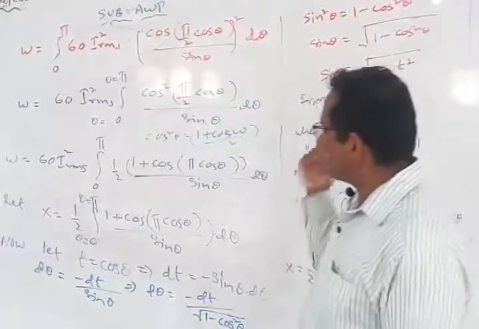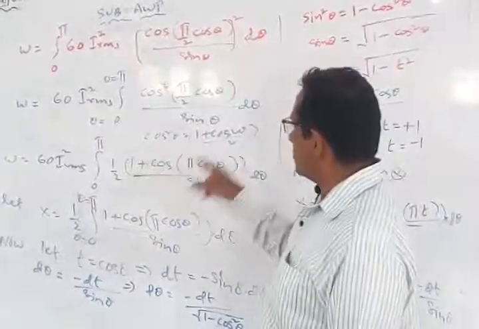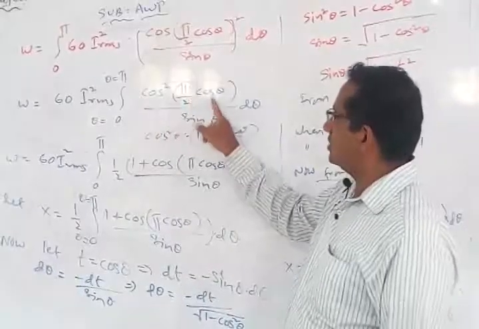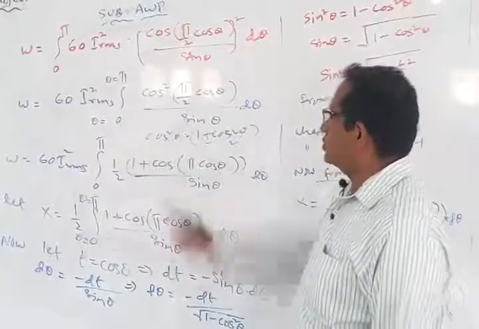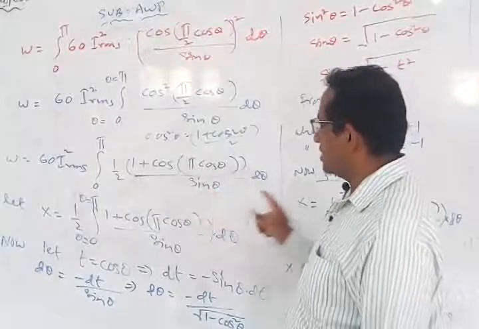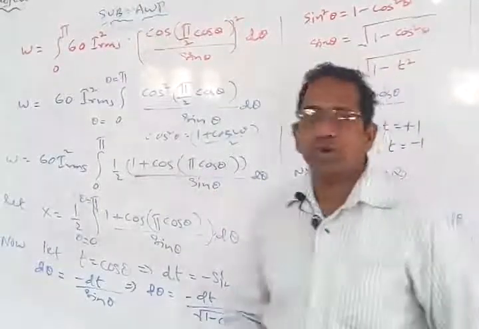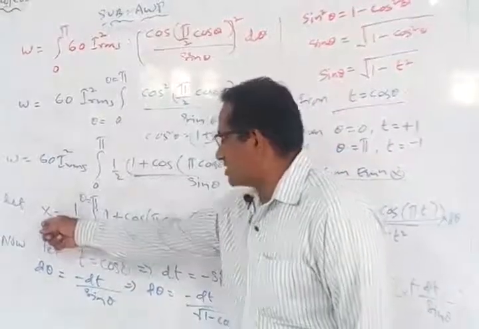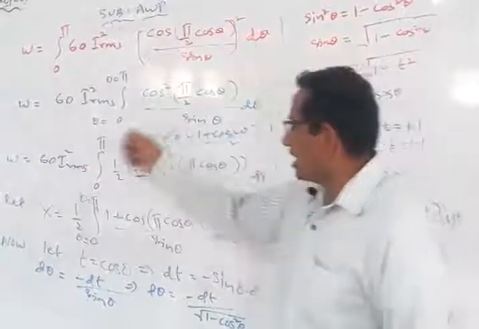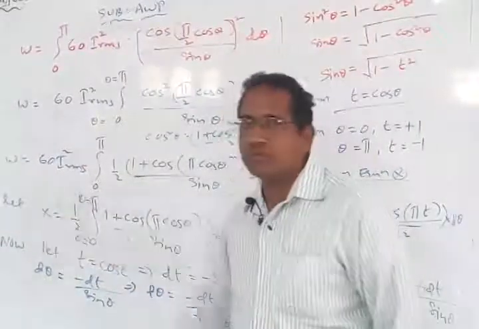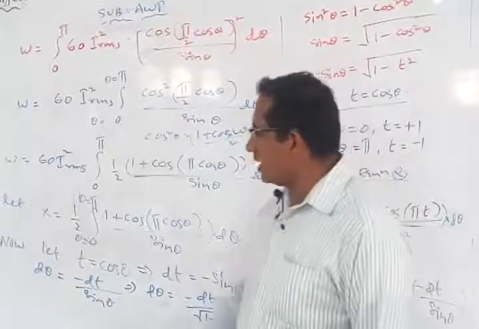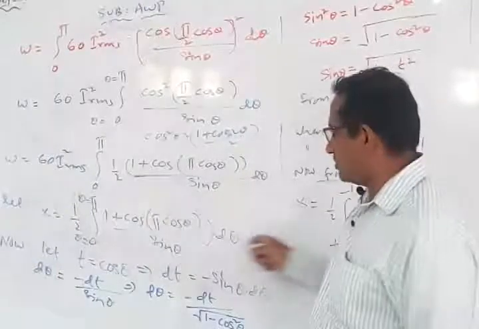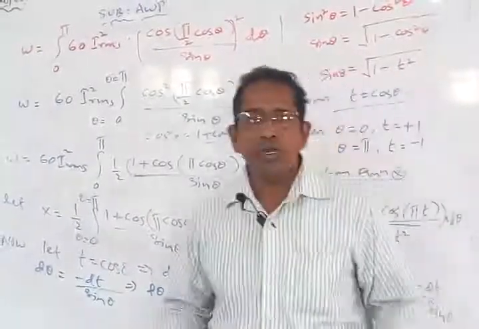So therefore cos square theta is equal to 1 by 2 times 1 plus cos 2 theta. So 2 theta means 2 into pi by 2 cos theta, here I will be getting pi cos theta. So 1 plus cos of pi cos theta by sin theta d theta. Okay. Now for solving the equation using substitution method, what do we do? We take x, that means this particular integration factor, I will consider as some equation x on the LHS. So x is equal to 1 by 2 times this entire integration part. Now I have to solve by substitution method.